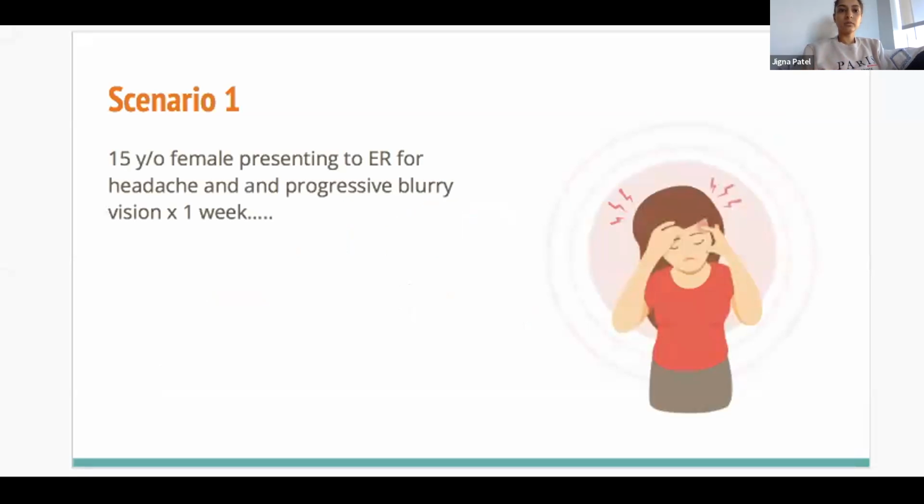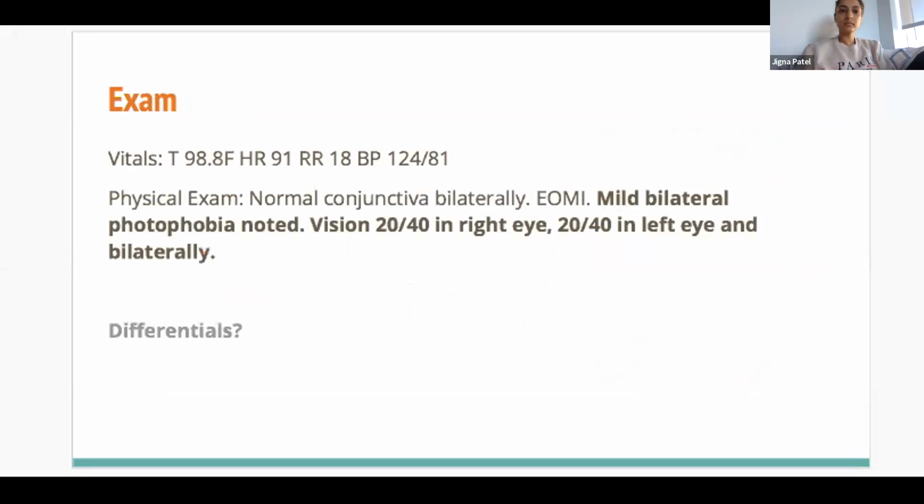All right, so the first scenario we have is a 15-year-old female who's presenting to the ER. She's complaining of a headache and progressive blurry vision that's been going on for about a week. Her vitals in the ER: she's afebrile, her heart rate's 91, her respiratory rate is 18, and her blood pressure is 124/81.